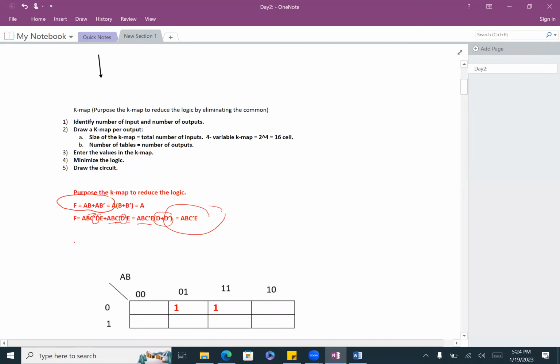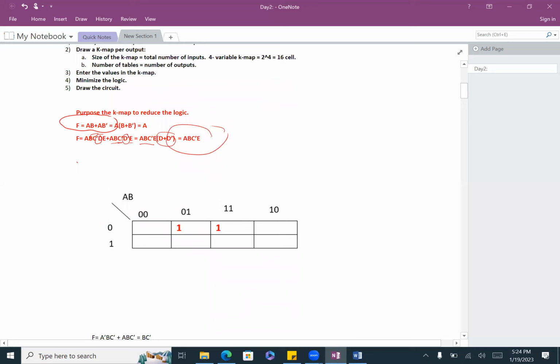So now, let's go to this table. In the K-map, remember, we try to combine the ones by 2, like 2 together, or 4 together, or 8 together, right? So now, how do I want to combine these two?